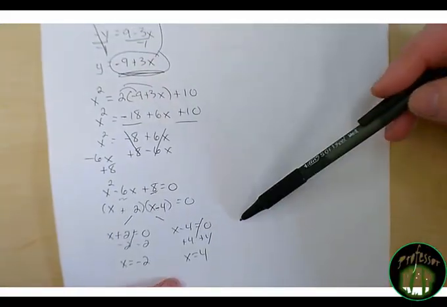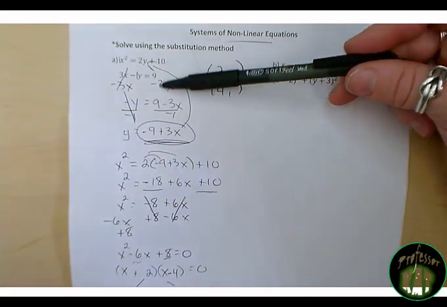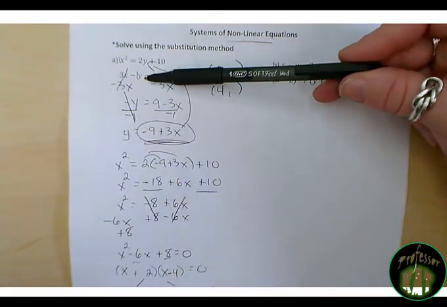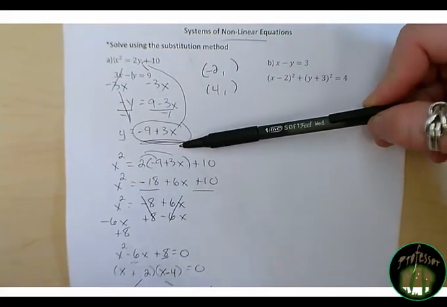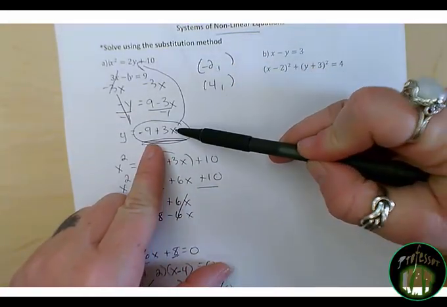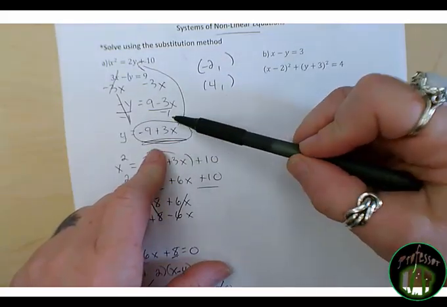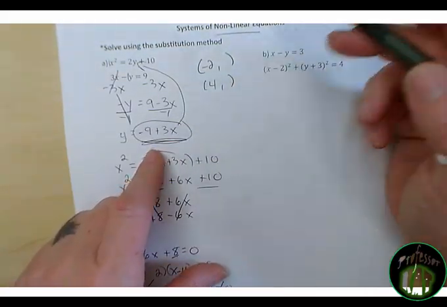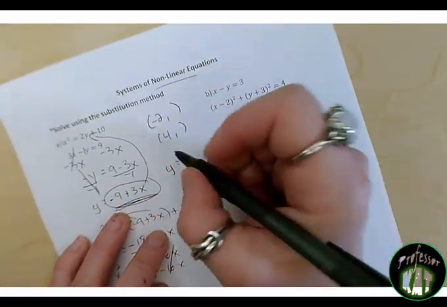So then typically when you find one of your variables, what you're going to want to do is go back up to your original system here. You can pick either one, or you can pick the one that we rearranged right over here. That's the one that I like to plug into. Plug in a negative 2 for the x, simplify this, get a y. Plug in a 4 for the x, simplify this, get a y. Finish out your points.